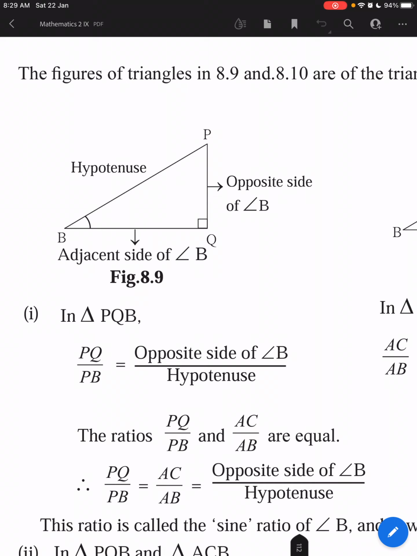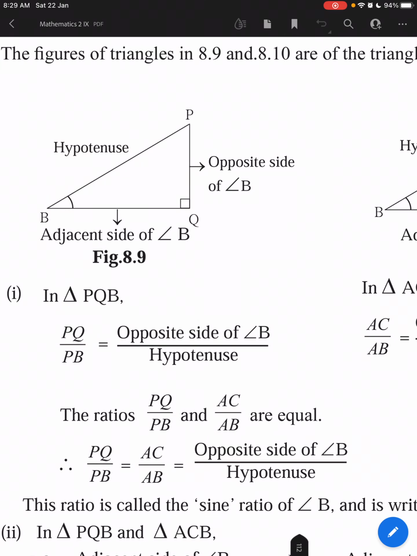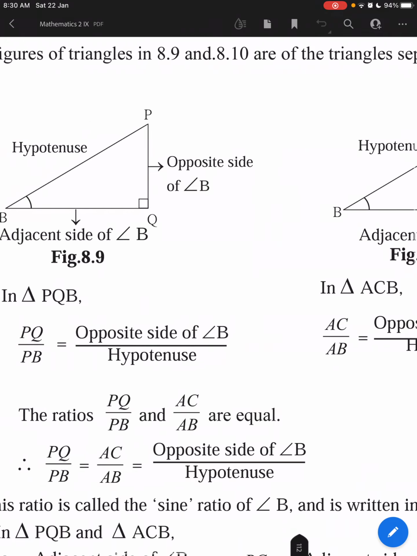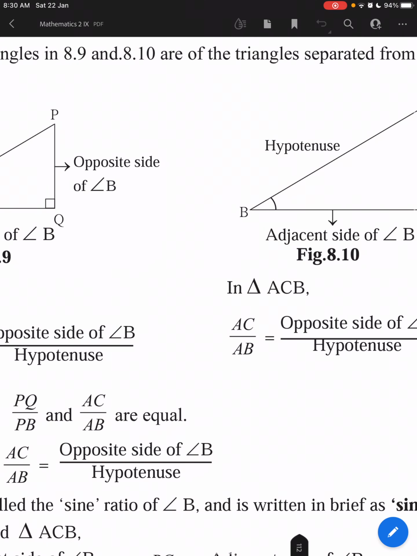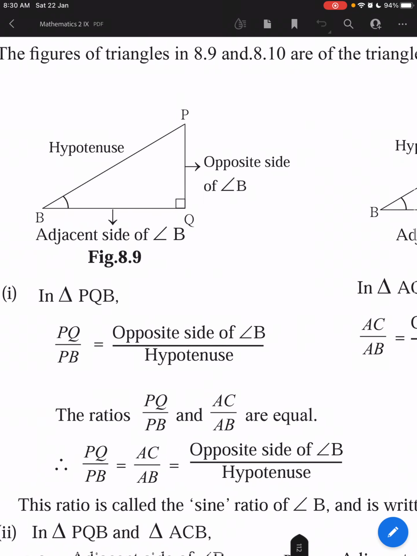PQ upon PB. This ratio for angle B is the opposite side of angle B and the hypotenuse, PQ and PB. We are dividing, in this ratio, angle B's opposite side and the hypotenuse in triangle PQB. Whereas in triangle ACB, for angle B the opposite side is AC and the hypotenuse is AB. So AC and AB, PQ and PB, these two ratios have the opposite side of angle B and the hypotenuse.